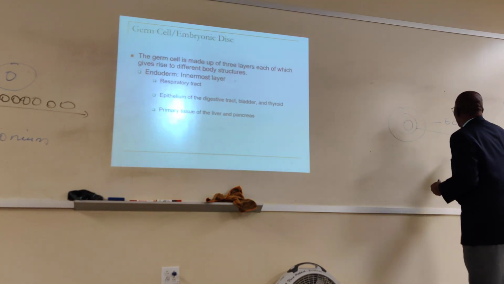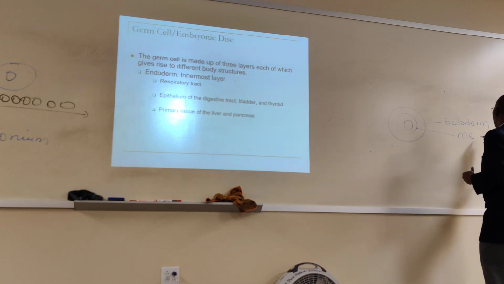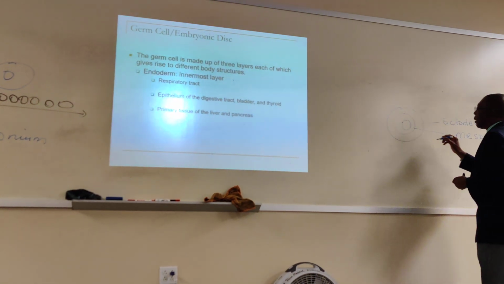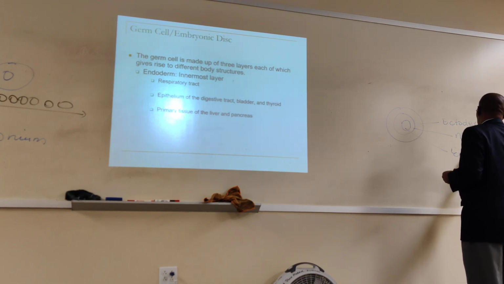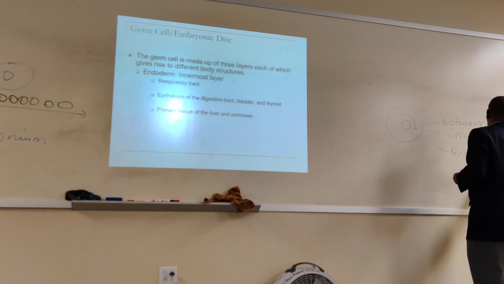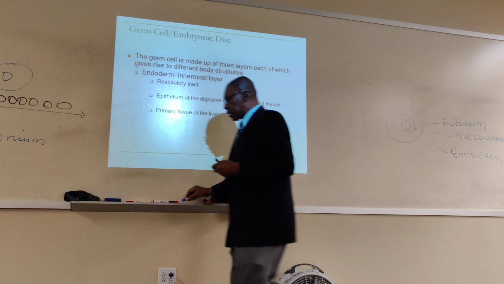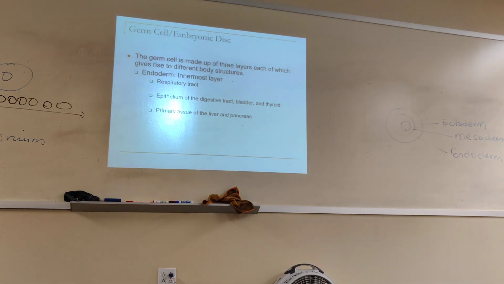Next layer is the mesoderm. And the innermost layer is the endoderm. So again, the blastoderm or the embryonic disc has 3 layers. Each layer will give rise to some body structures of the baby.